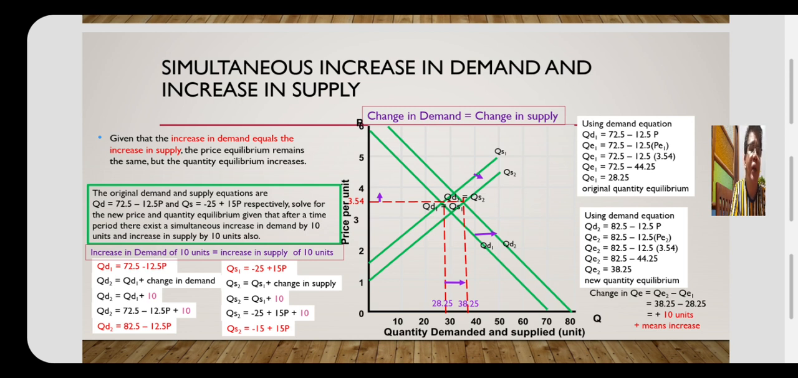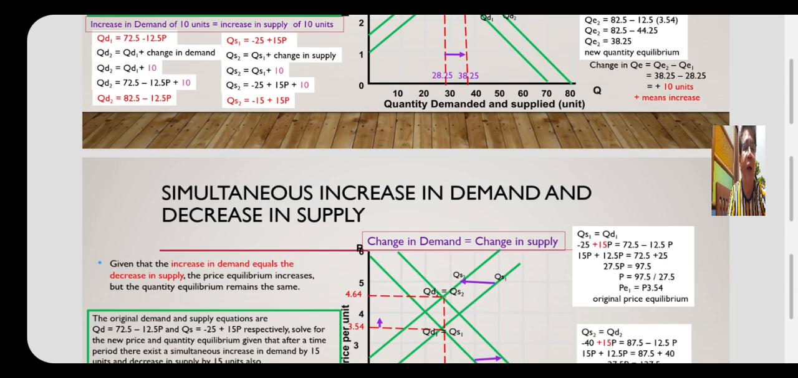So the change in quantity equilibrium is QE sub 2 minus QE sub 1, which is 38.25 minus 28.25. So the change in quantity equilibrium is 10 units, and the sign is positive. Positive means increase. Notice again the movement of quantity equilibrium from 28.25 to 38.25, graphically speaking. Let us move on to the next slide.